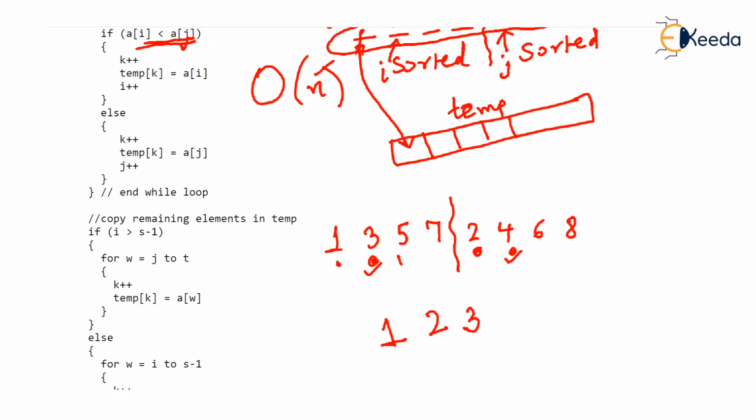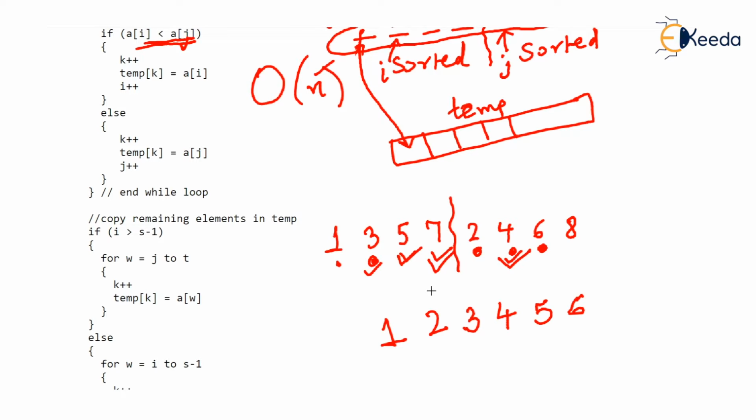And then 5 will be compared with 4. So 4 is lesser, 4 is copied. So 4 comparisons have been done. Now 5 will be compared with 6, and 5 is lesser, so 5 is copied. Already 5 comparisons have been done. Then 7 will be compared with 6. I'm so sorry, 7 will be compared with 6, and 6 is copied. So 6 comparisons have been done.